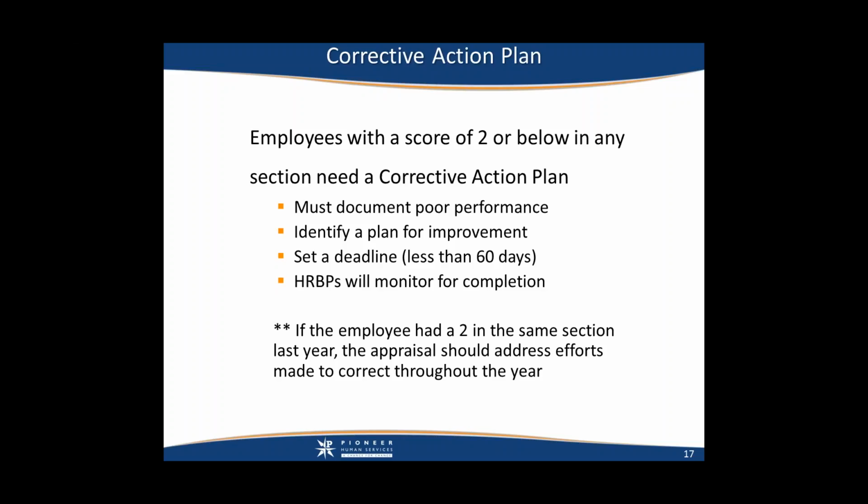And when documenting a corrective action plan, the corrective action plan must document poor performance, identify a plan for improvement, set a deadline less than 60 days, and your assigned HRBP will monitor for completion. If the employee has had a 2 in the same section last year, the appraisal should address efforts made to correct throughout the year.